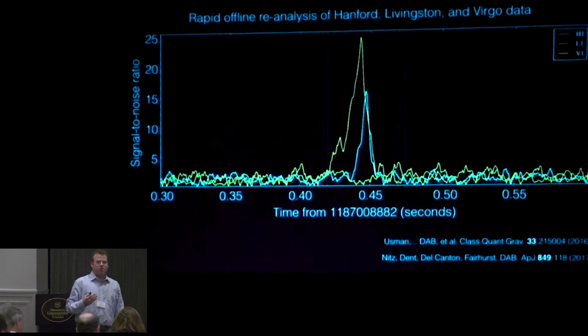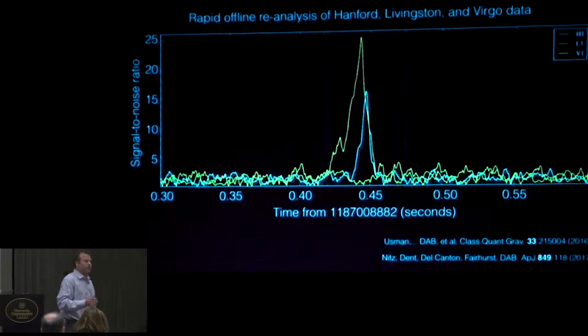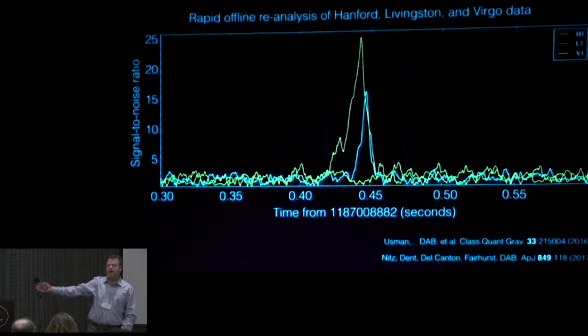However, gravitational wave detectors are not omnidirectional. They are not equally sensitive to the sky in all directions.